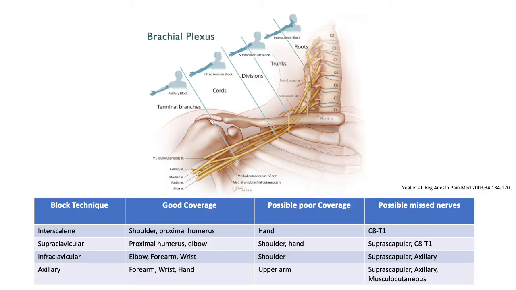Knowledge of anatomy of the brachial plexus and the origin and courses of its branches is key to selecting a block. This chart here summarizes which regions should be expected to have satisfactory coverage and which regions may be missed. For example, let's go over interscalene again. It's great for shoulder and proximal humerus surgery, however, may miss the hand. Supraclavicular block, on the other hand, has great coverage for the proximal humerus and below, but will most likely miss the shoulder.